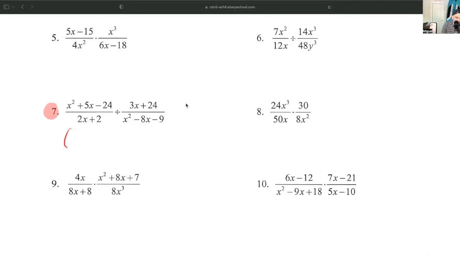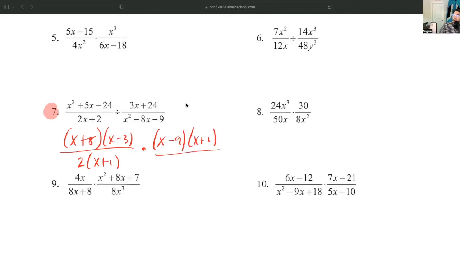So on the top, it looks like it becomes x plus 8 times x minus 3 over, I can factor out a 2 from the bottom, 2 times x plus 1. Because this is division, I'm going to make it times, and then I'm going to flip this fraction. So this is going to become x minus 9, x plus 1 over, and now let's go ahead and factor out a 3 from that, 3x plus 24. So 3 times x plus 8.